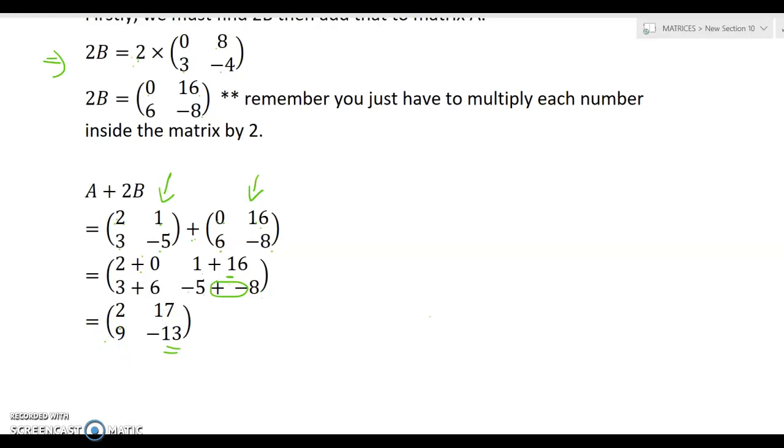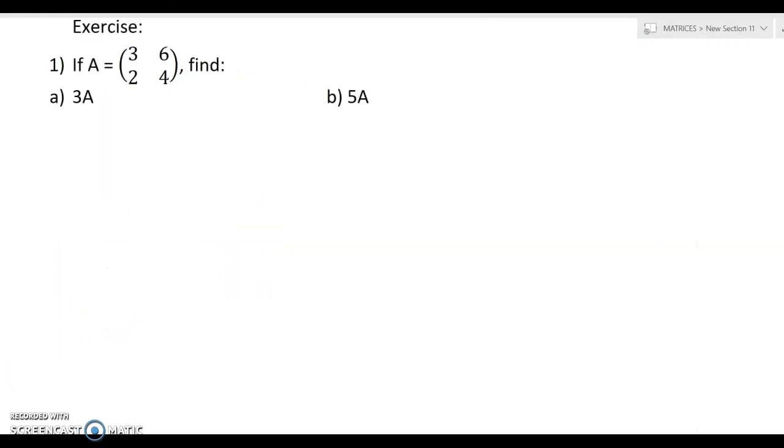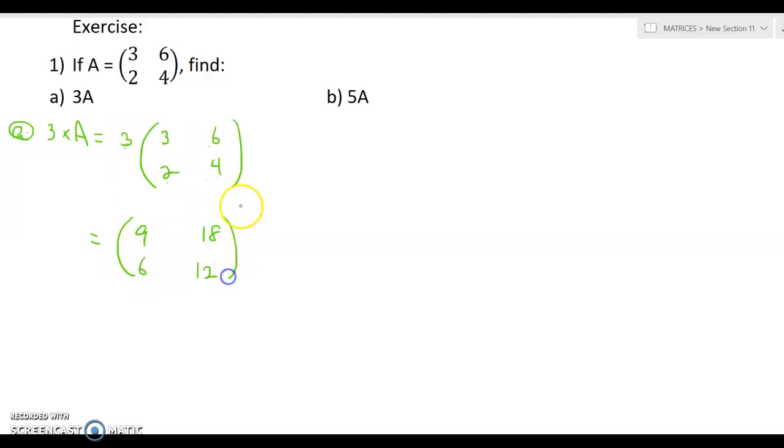So let's look at some more questions like these. As always, you can pause the video, try the questions, and press play when you're ready for the answer. So let's look at number 1. We have matrix A. We want to find 3A for part A. So that's 3 times A, 3 by 3, 2, 6, 4. So 3 by 3 is 9, 3 by 6 is 18, 3 by 2 is 6, and then 3 by 4 is 12. And that's the answer for A.